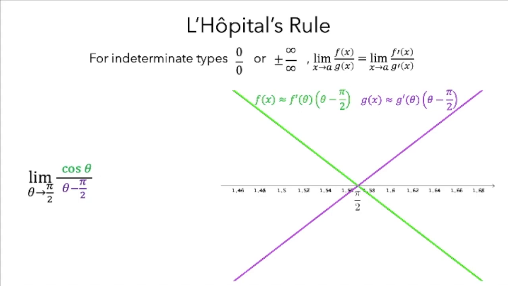And now we can replace the numerator and denominator in this limit with these approximations. The common terms in the numerator and denominator cancel, leaving us with L'Hopital's rule.